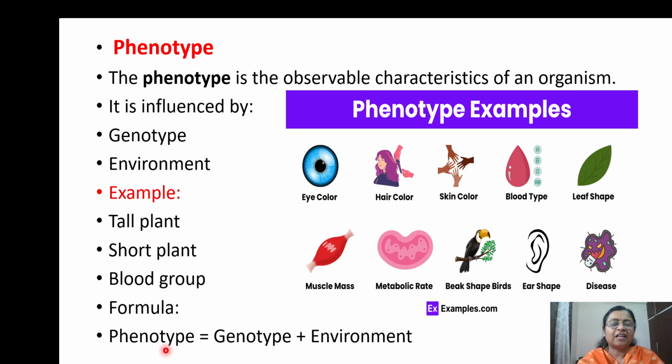Now, there is one formula: phenotype is equal to genotype plus environment, isn't it? On the genotype, certain environmental factors act, and the phenotype reflects those changes or the expression of the genotype. In this way, these particular types of phenotypic characteristics are formed.